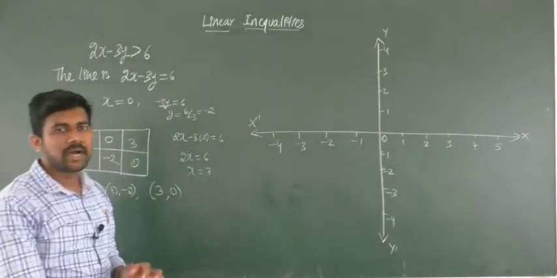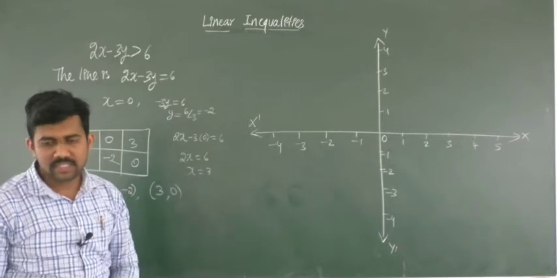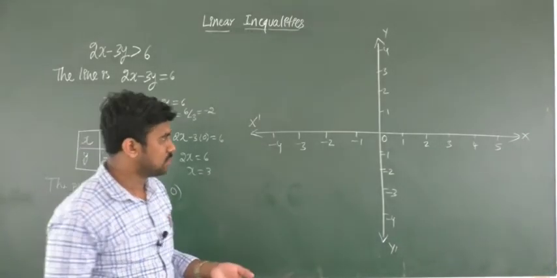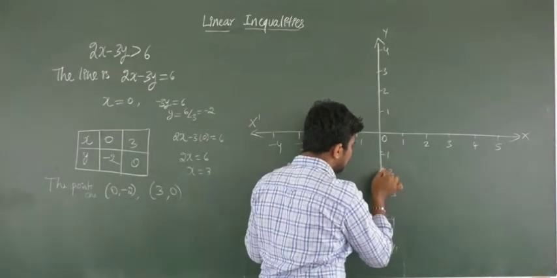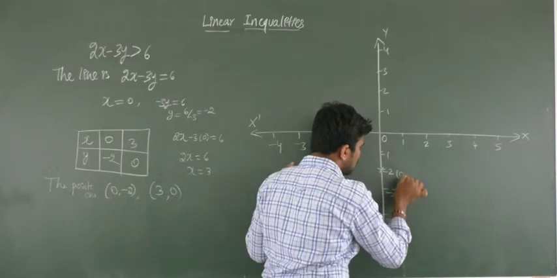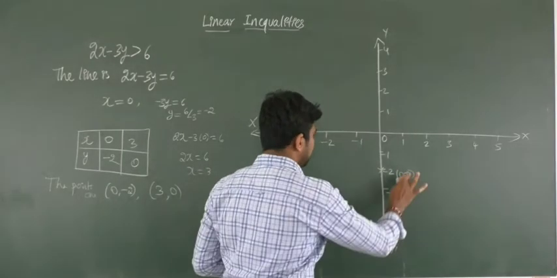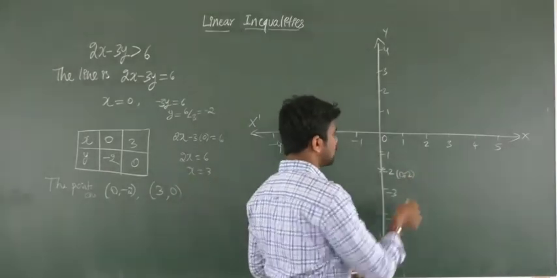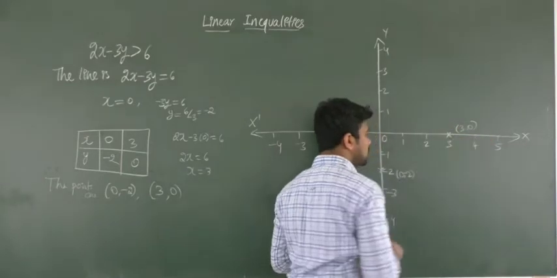Now mark the points (0, minus 2) and (3, 0). Where will you get (0, minus 2)? Here x is 0, y is minus 2. This point is (0, minus 2). Similarly, (3, 0): x is 3, y is 0. So this point is (3, 0).